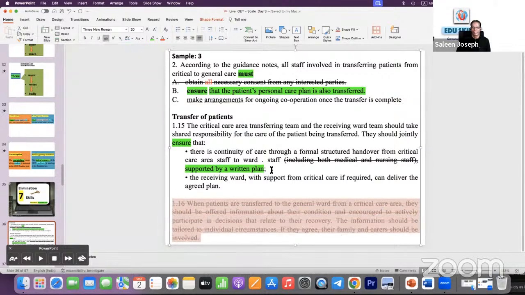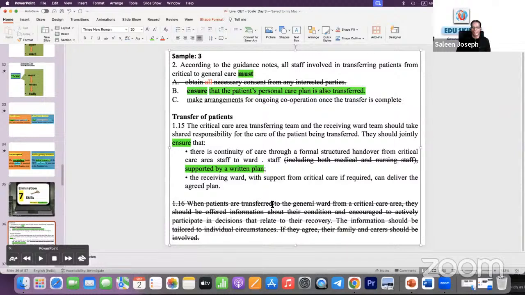That happens when patients are transferred. What is that? It means after the transfer. That paragraph speaks about after the transfer. But the question is, according to the guidance notes, all staff involved in transferring patients. Transferring is in the process, not after. Okay? Yes. That is in the present, during the process.